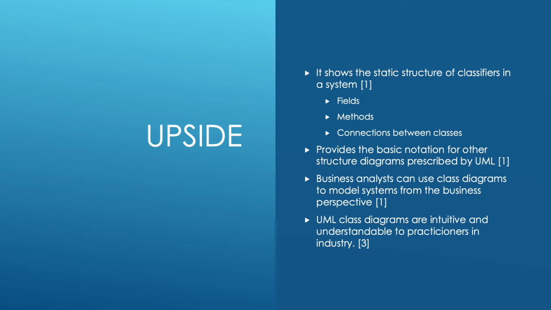And then next, UML class diagrams are intuitive and understandable to practitioners in the industry. So it's really simple to understand. It's really easy to see and follow the lines to see where connections are made between the classes and how the system will overall work.